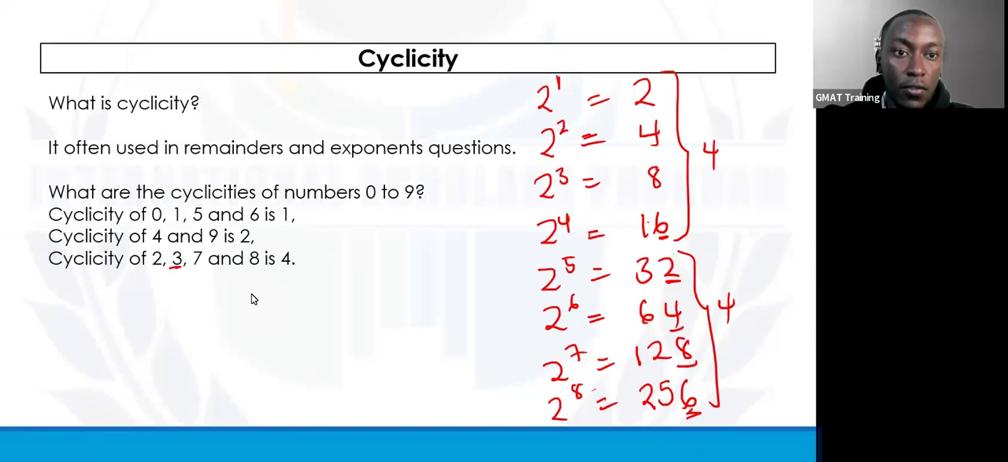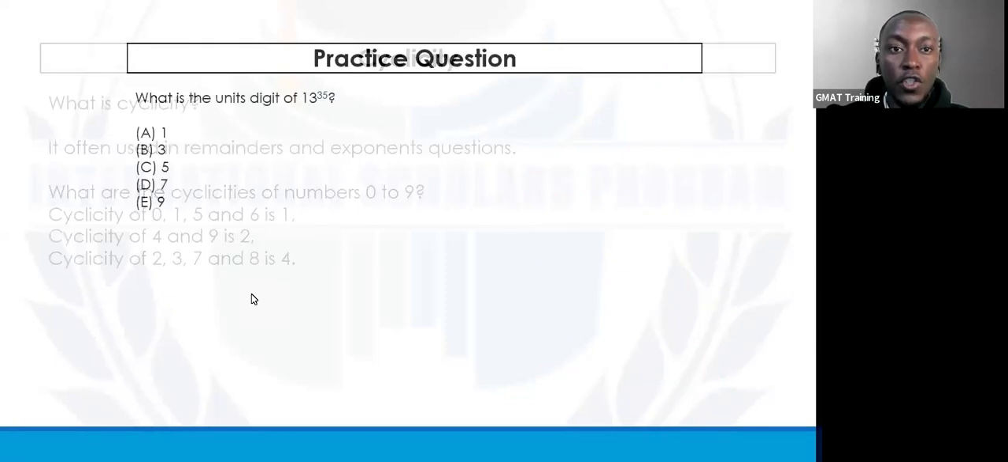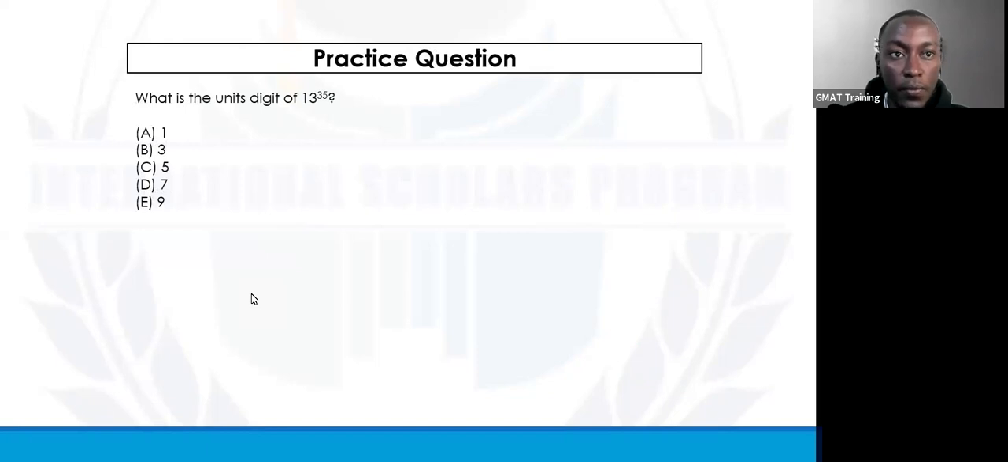So the unit digit of 13 to power 35, we already know from our previous slide that 3, which is the last digit for 13, has a cyclicity of 4. So 13 to power 35 is like finding the last digit of 3 to power 35. And 3 has a cyclicity of 4. Let's try it and see.